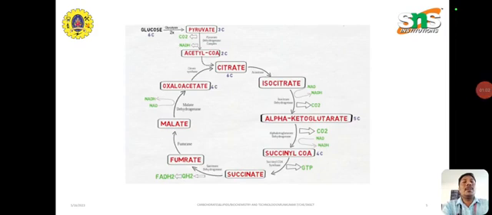So this is the cycle. Glucose, 6 carbon, undergoes glycolysis, and we can generate 2 pyruvate in the glycolysis pathway. Pyruvate is converted into acetyl coenzyme A, then acetyl coenzyme A is converted into citrate. Citrate is followed by isocitrate. Isocitrate is followed by alpha ketoglutarate, then succinyl coenzyme A, succinate, fumarate, malate, oxaloacetate. Then again it is converted into citrate with the help of acetyl coenzyme A. This is a cycle.